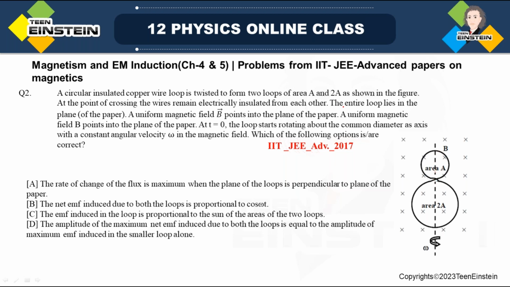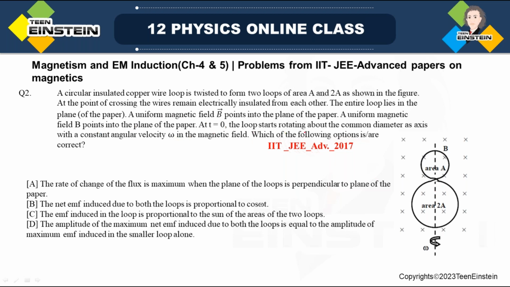The entire loop lies in the plane of the paper. A uniform magnetic field B points into the plane of the paper, as you see from the cross marks. This magnetic field is uniform. Everywhere the magnitude of the magnetic field, the intensity of the field, is the same.